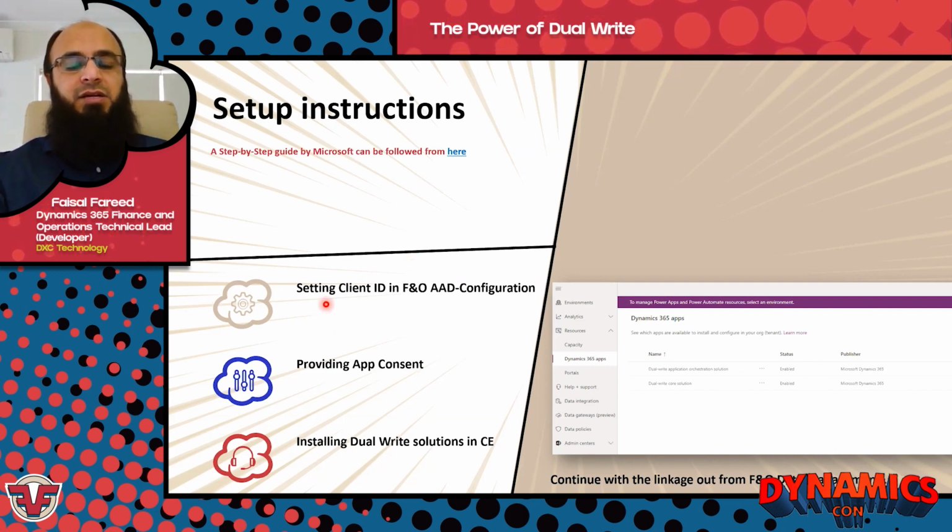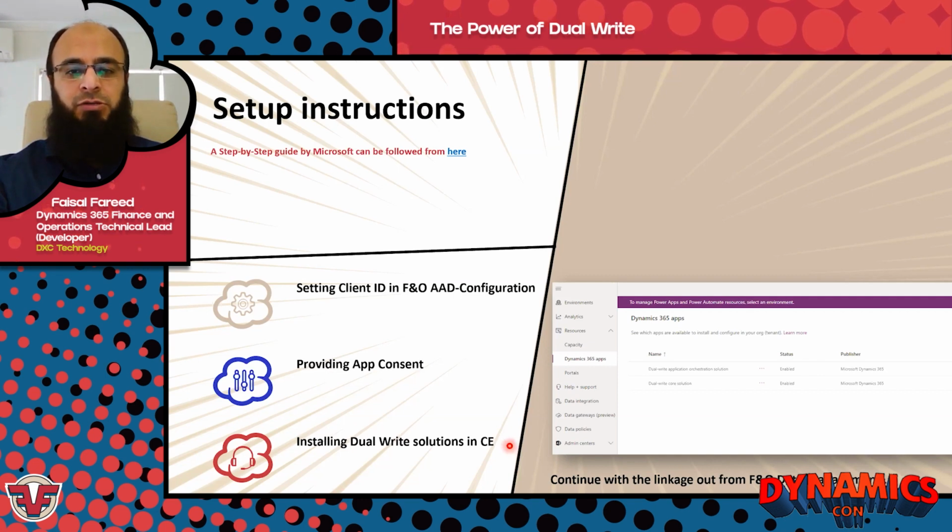Then a couple of highlighted points here. There are a few more detailed steps described in this block, but a couple of highlighted points: You have to add application IDs in both parts of the instances, finance and operations and CDS. You have to consent the LCS app here, and then you have to install the dual write core solutions and dual write orchestration solution for customer engagement.